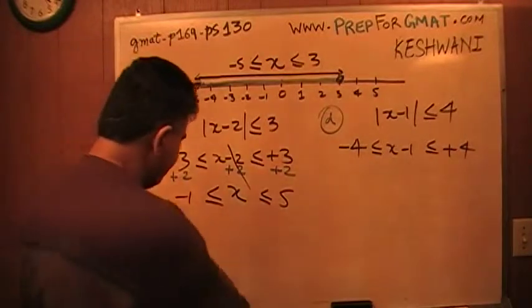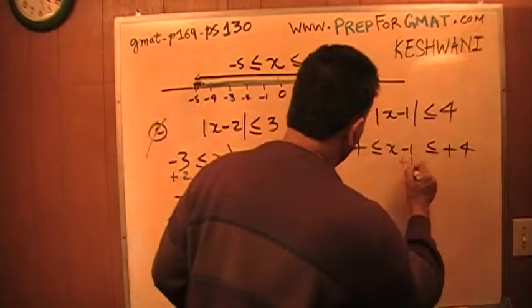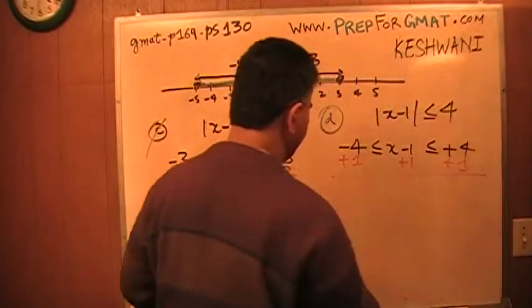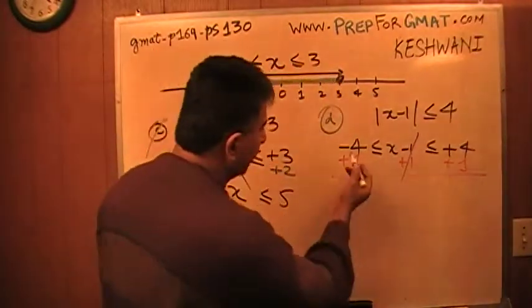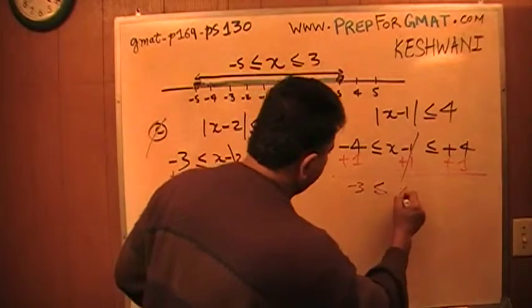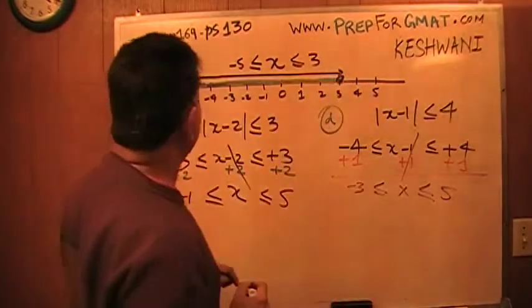Well, I need to get rid of this negative 1 here, so I add 1 to all the parts. When I add 1 to all parts, this one drops out. Here I end up with negative 4, positive 1, that gives me negative 3. And here positive 4 and positive 1 gives me negative 3.